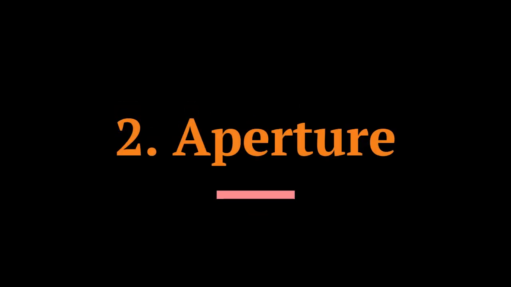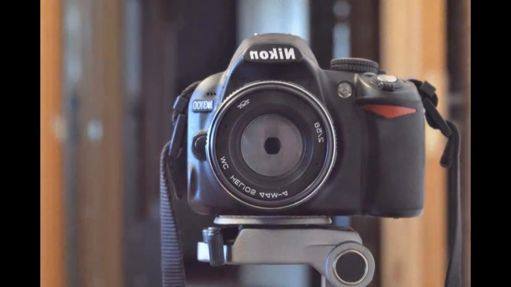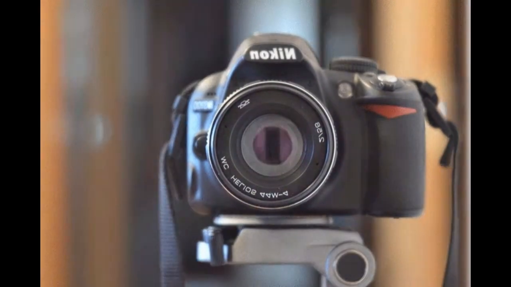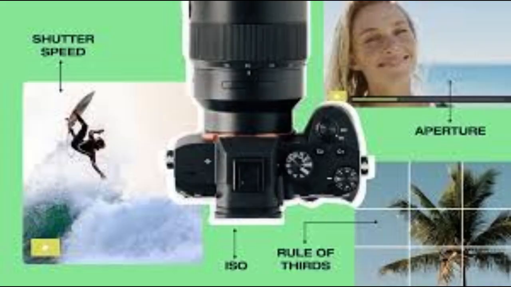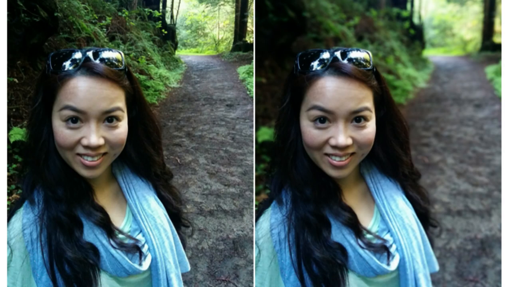2. Aperture. Aperture refers to the size of the camera's lens opening. It controls the amount of light entering the camera and affects the depth of field, the area of the image that appears in focus. A wider aperture, for example f/1.8, creates a shallow depth of field, blurring the background and isolating the subject. A smaller aperture, for example f/16, increases the depth of field, keeping more of the scene in focus. Adjust the aperture based on your desired level of background blur and the amount of light available.